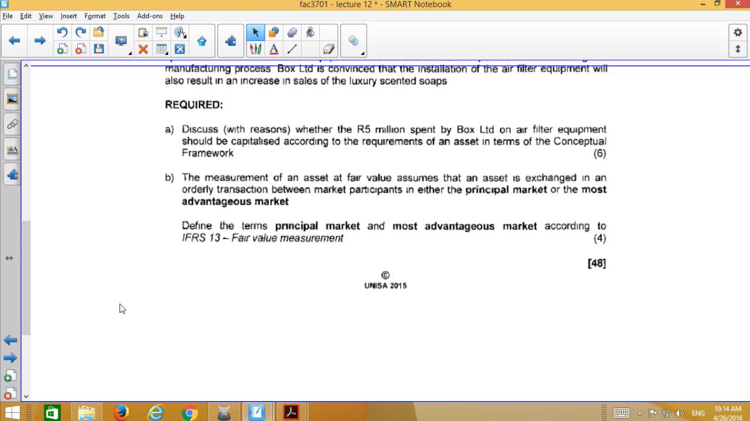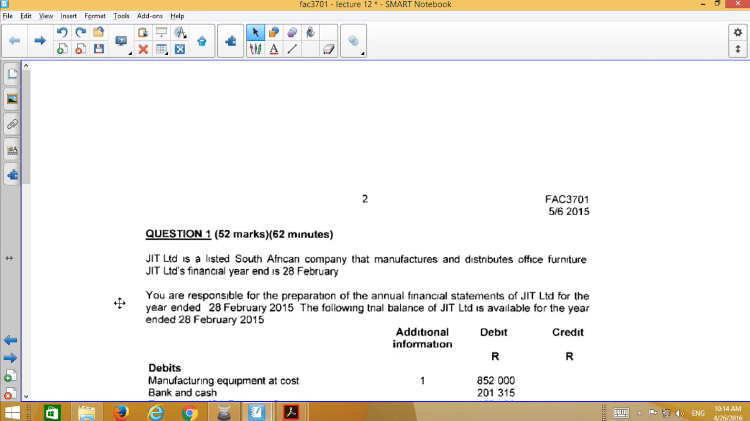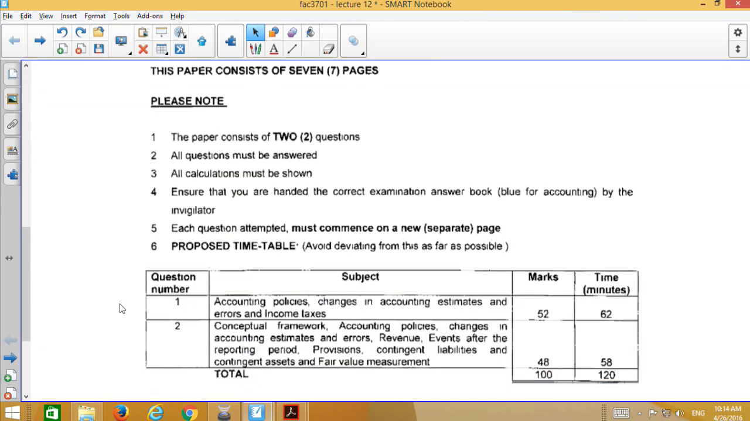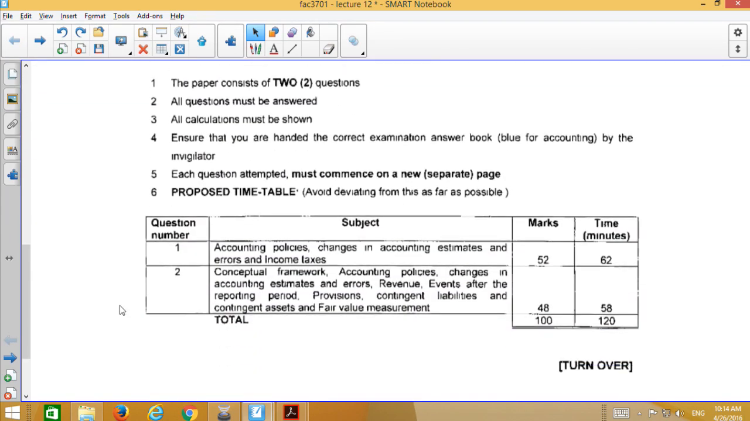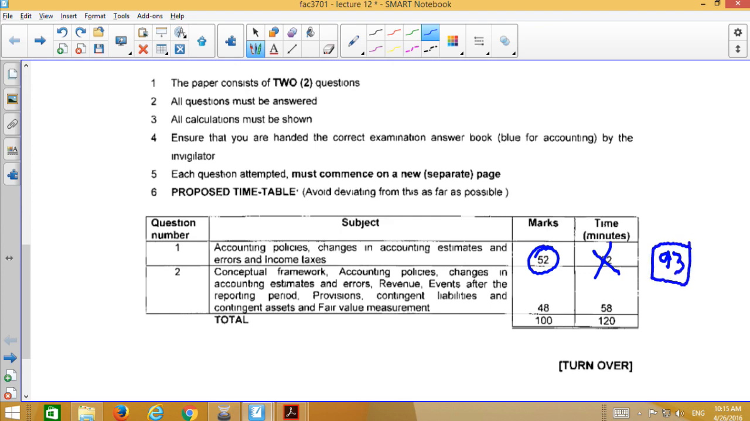The first question was 52 marks. It says 62 minutes, but you're not going to be allowed 62 because they've made your paper bigger, isn't it? So it would have been times 1.8. Just do a calc for me there, what it is. 52 times 1.8. 93 minutes, so an hour and a half. That is more or less how long you took.